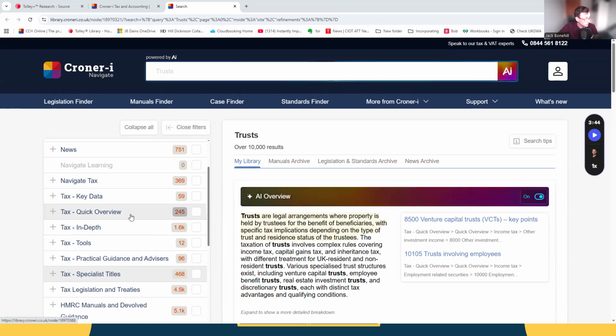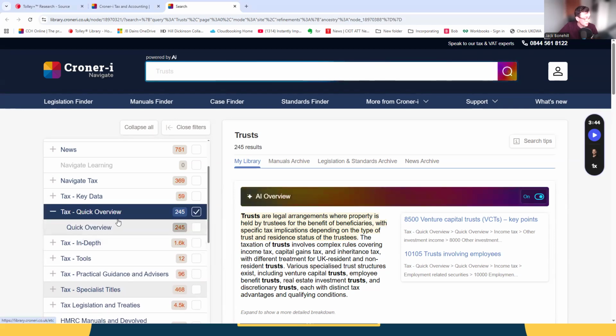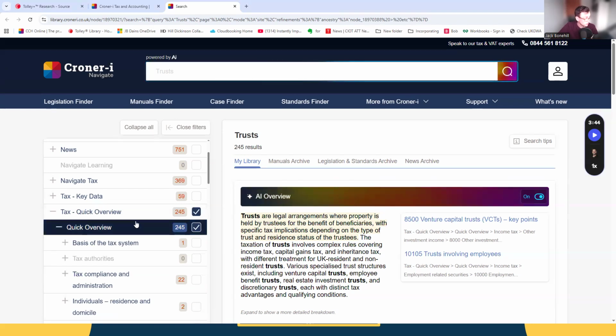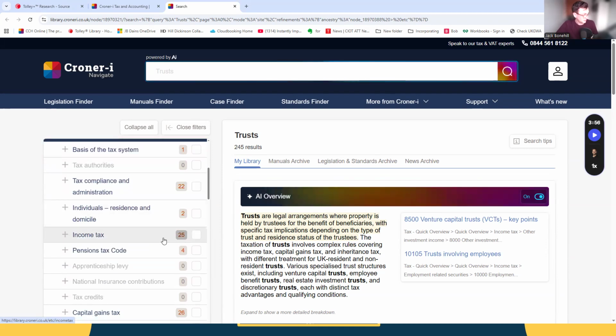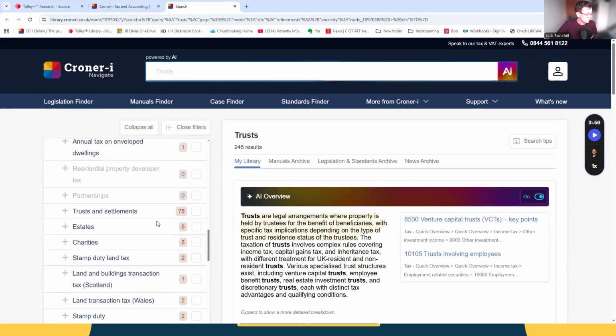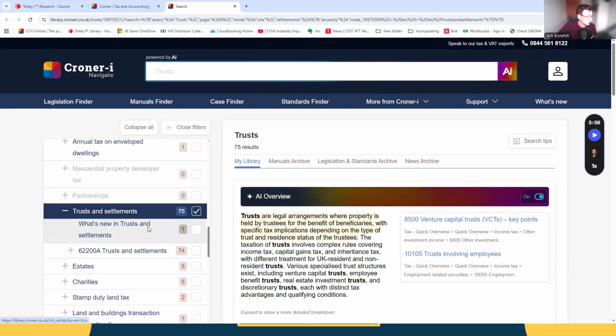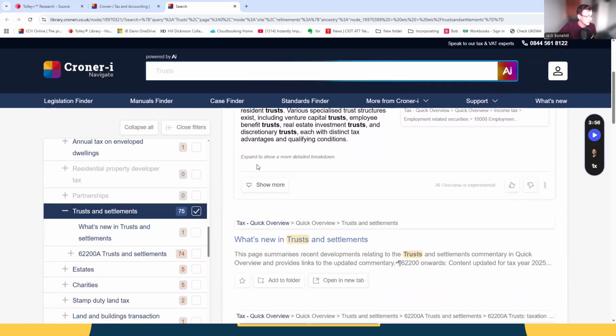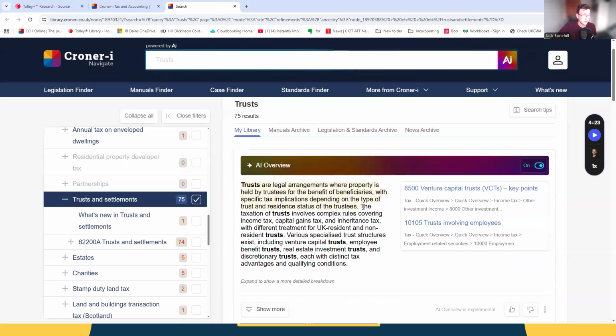So in this case, what I could do is click on that there, which narrows down the search results straight away to just things from this quick overview guidance. And then I'll just have a look to see if there's anything that relates specifically to trusts, which it does. We've got trusts and settlements there. So now we're down to 75 results straight away. So that would be something for me to look through further, if I was going down that route of using this to try and find the answer.